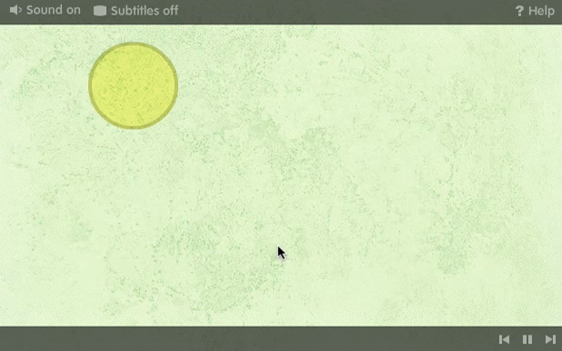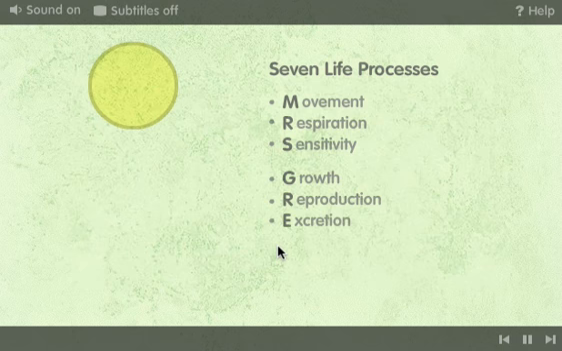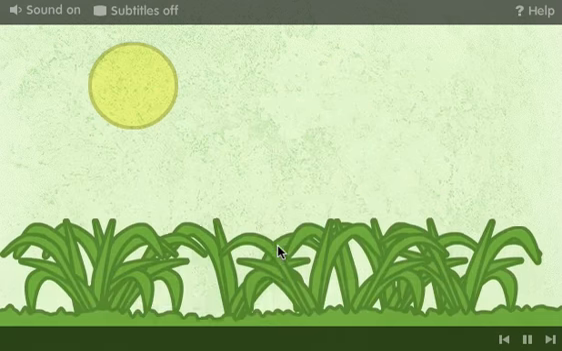All living things have something in common. In fact, 7 things in common. We call them life processes. They are movement, respiration, sensitivity, growth, reproduction, excretion, and nutrition, otherwise known as Mrs. Gren. Let's start with nutrition.